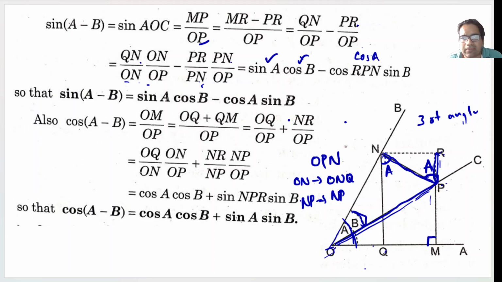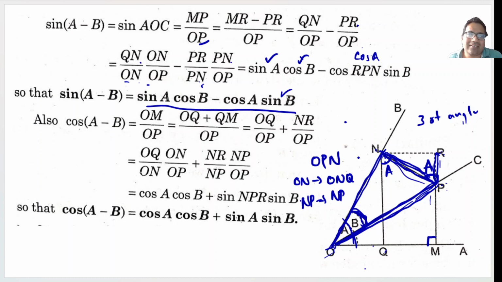Right? And what is PN by OP? PN, this one, PN by OP. OP is the opposite side of this angle, right? In this right angle triangle, this is sine B, right? Opposite side by hypotenuse, right guys? So this is sine B. So there we are, sin A cos B minus cos A sin B, right?